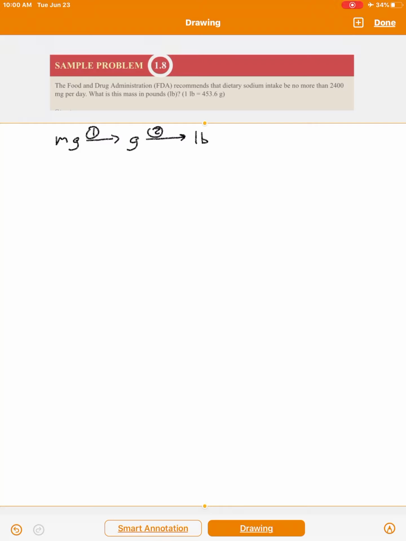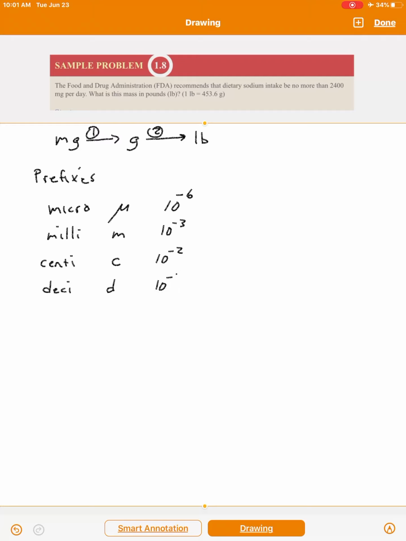This is all about the prefixes. I'm just going to write a few of the prefixes here. Micro, the symbol for that is mu, and that means 10 to the minus 6. Milli, small m, 10 to the minus 3. Centi, small c, 10 to the minus 2. Deci, small d, 10 to the minus 1. Those are the four that we'll deal with in this particular problem.